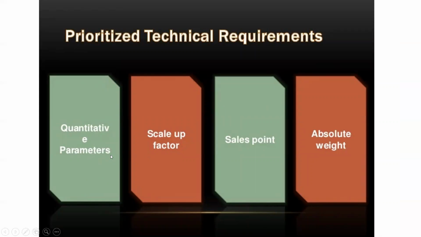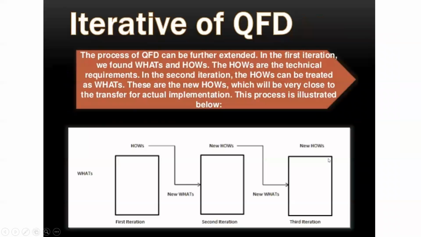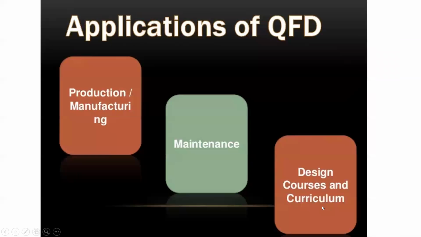Okay, so this one is other requirements. This one we will discuss later on. From the what, the customer requirement, we can make it more and more detailed for different iterations. We break it down into smaller ones. We also can do that.